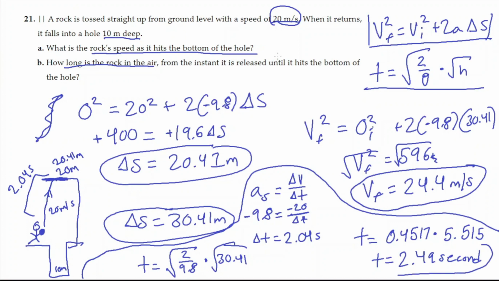So we just found the two time intervals into which we broke up this diagram or equation. Now if we add together the two time intervals, we get the total time, t, equal to 4.53 seconds.